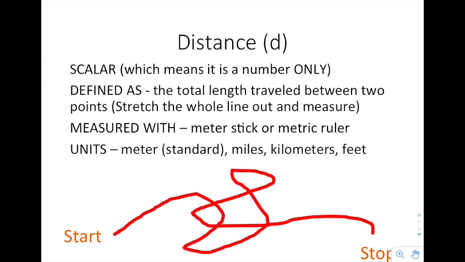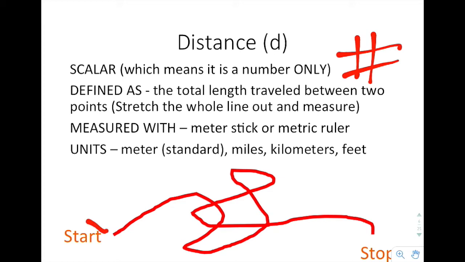Next, you have distance. Distance is defined as a lowercase d. It's a scalar. Now, a scalar is a really important value because it's defined as a number only. There's no direction associated with it. It's not 10 miles east. That's no longer a distance. It is defined as the total length traveled between 2 points.